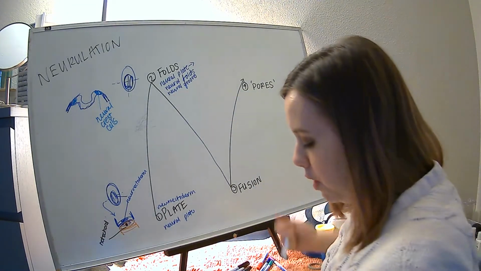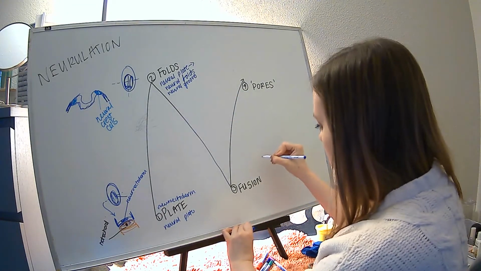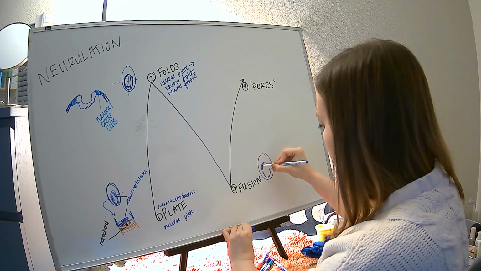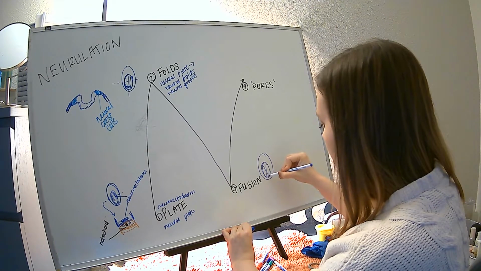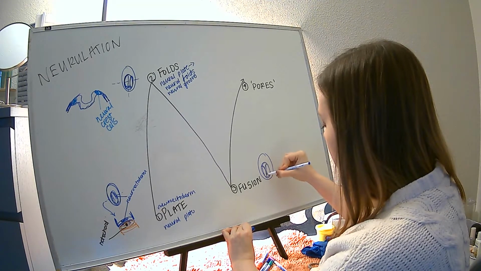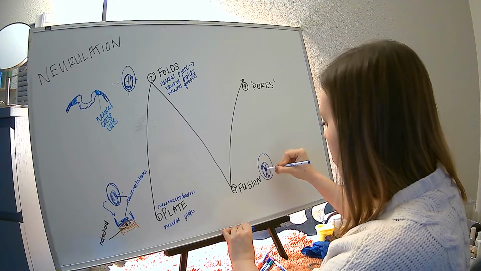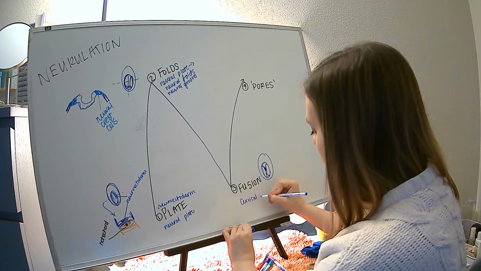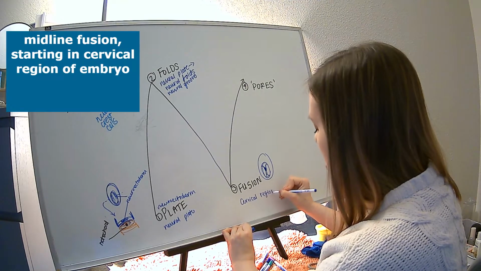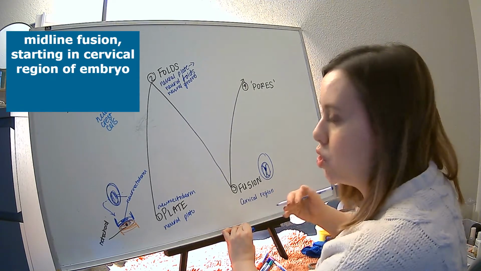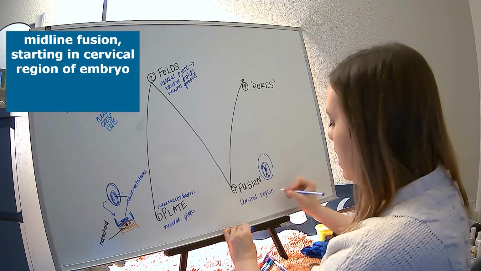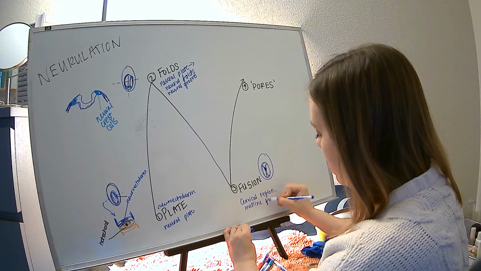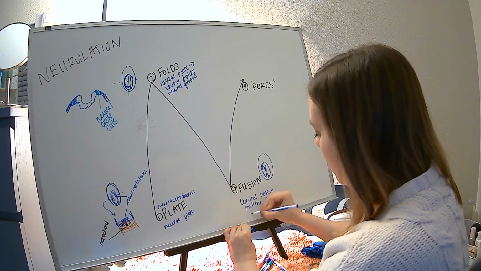On to our fusion. So we're going to show our neural plate there with our neural folds. And what you'll actually see is the neural folds start to fuse. It's going to start in the cervical region, so our neck region of our developing embryo, or future neck, I suppose I should say. And in that cervical region, there's going to be midline fusion of those neural folds.